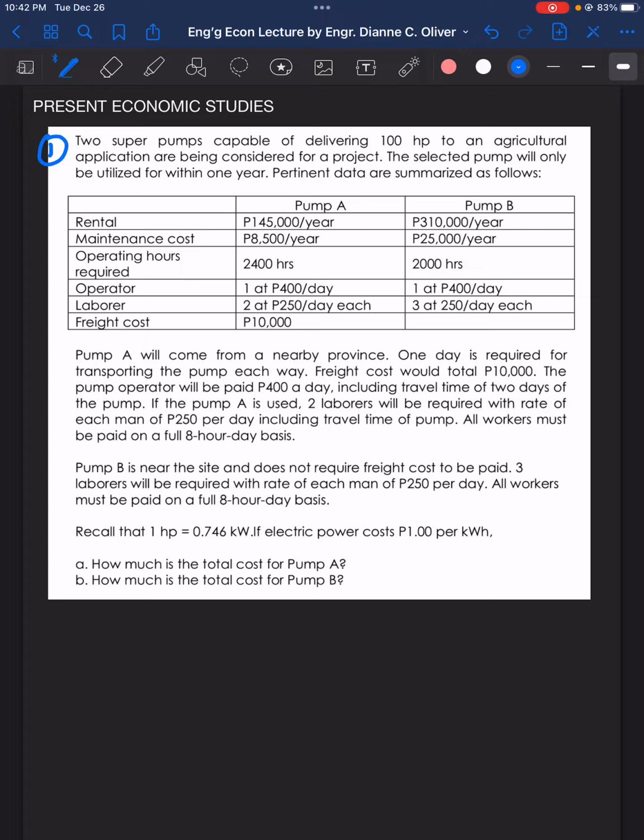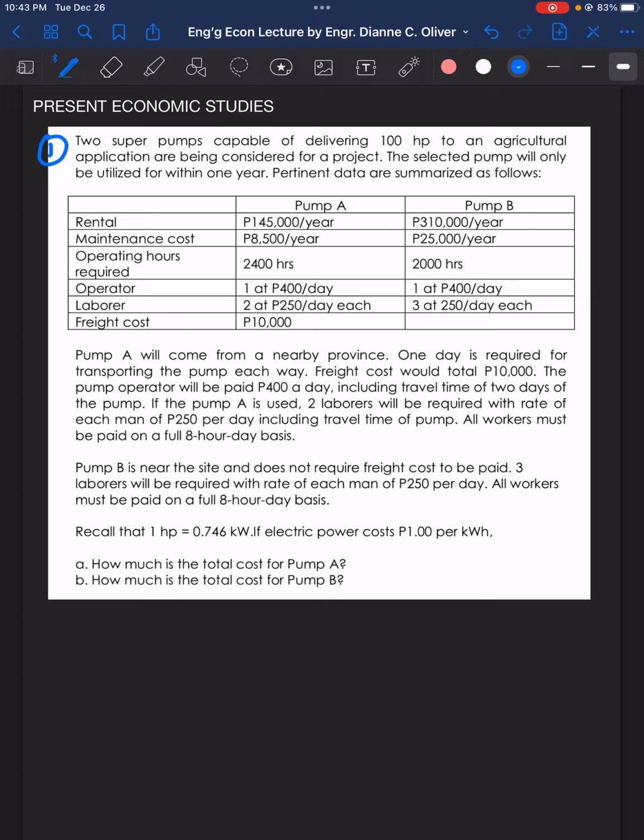For pump A, rental cost is 145,000 pesos per year. Maintenance cost is 8,500 pesos per year. Operating hours required is 2,400 hours. Operator required is 1 at 400 pesos per day. Laborer required is 2 at 250 pesos per day each. And the freight cost is 10,000 pesos.